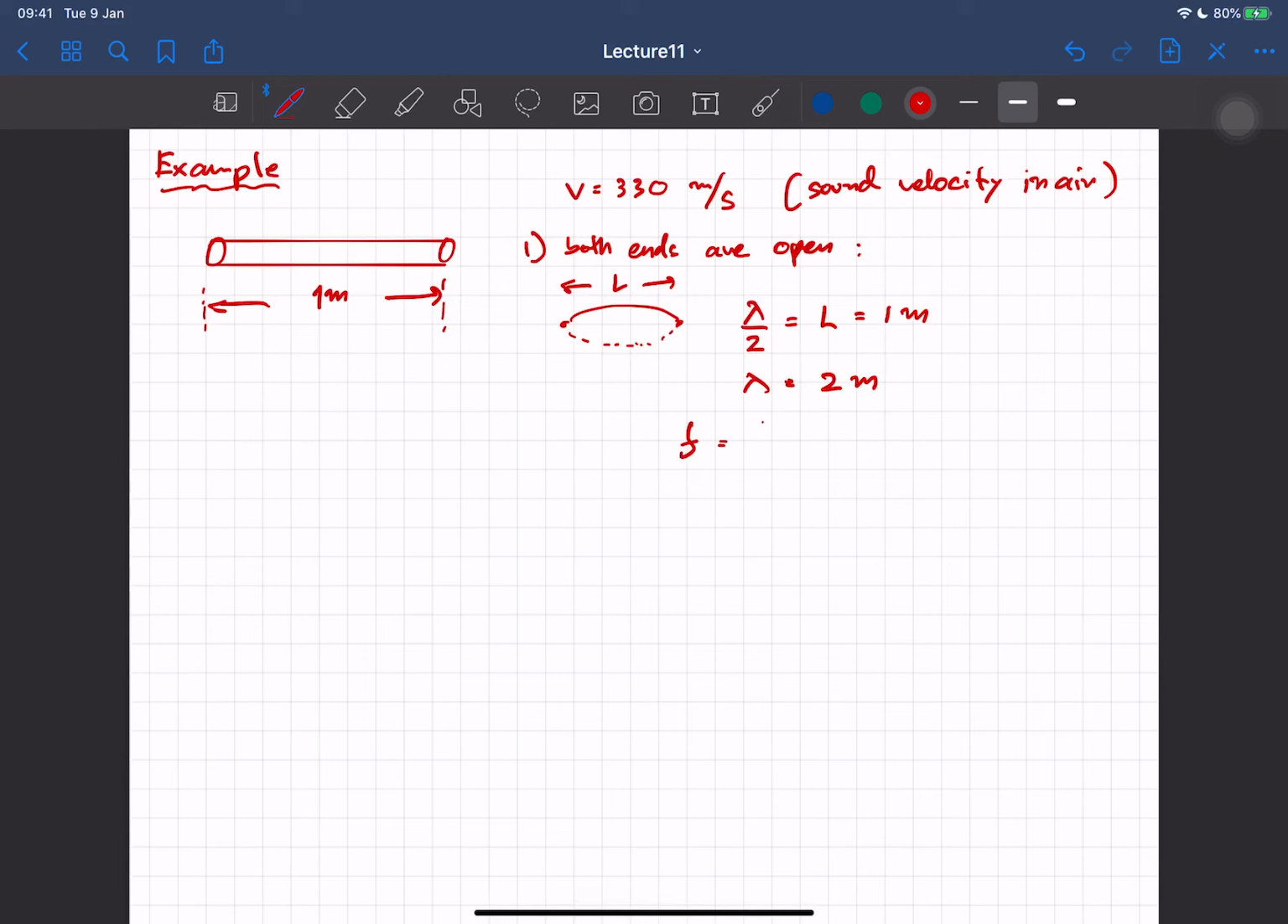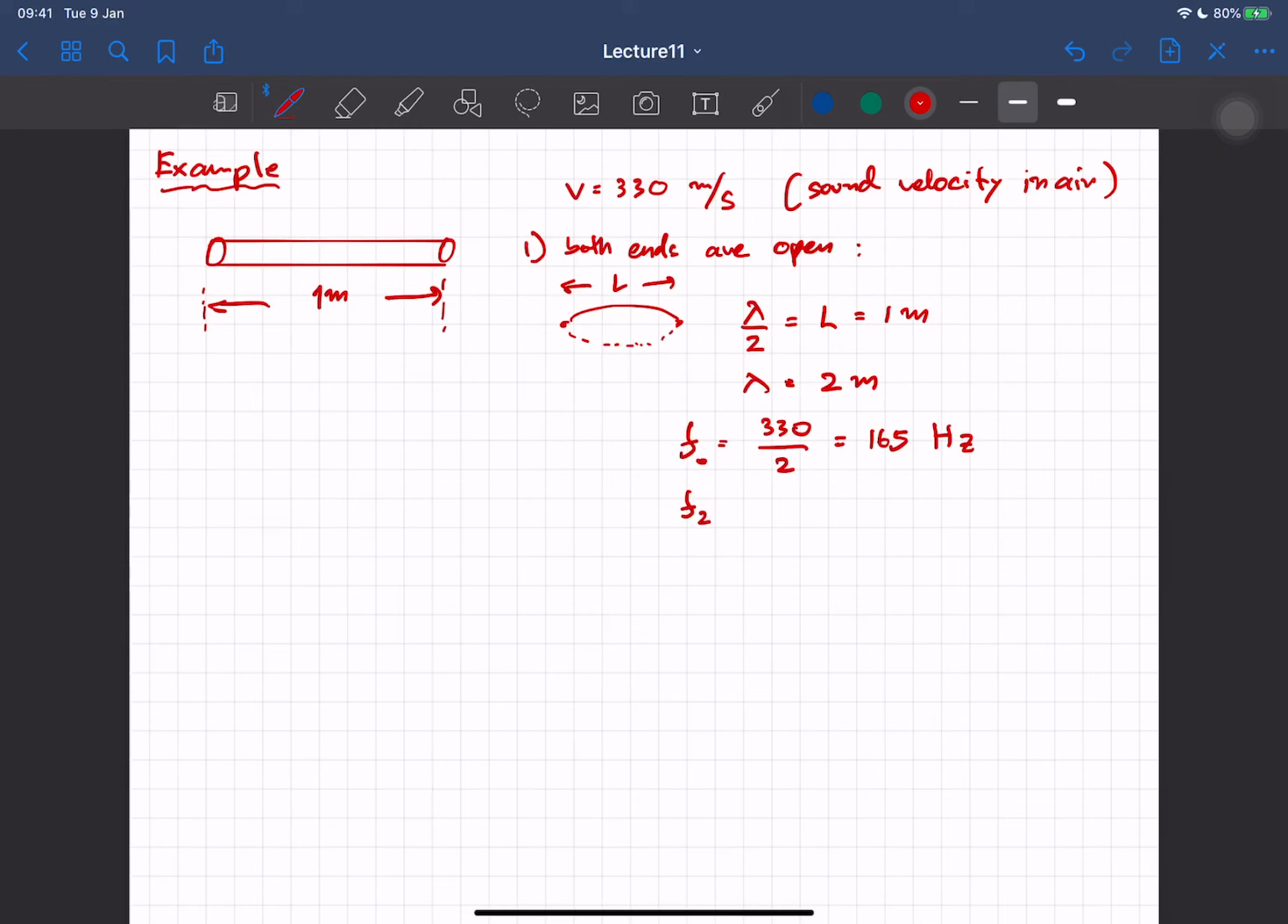Frequency is V over lambda, so it's 330 divided by 2, which is equal to 165 Hertz. And that's the fundamental frequency. That's the lowest frequency that we can have in this case where both ends are open. Both ends of the tube open is equivalent to both ends of the string fixed. That's the connection. And what's the next one?